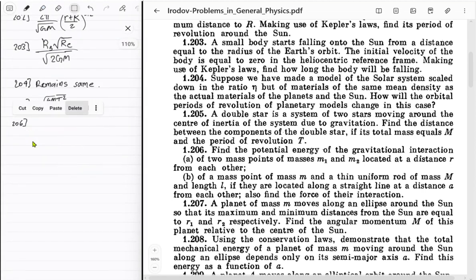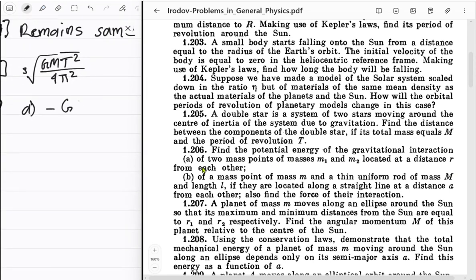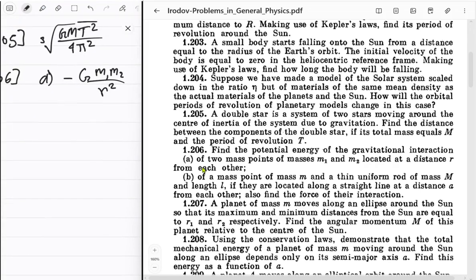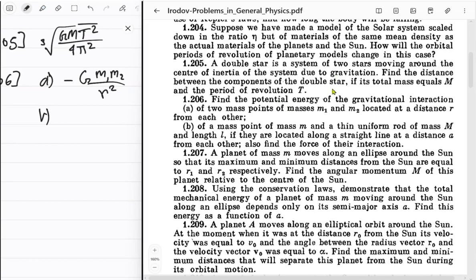Find the potential energy of gravitational interaction of two mass points of masses located at a distance r from each other. Of course, that is the usual potential energy, negative G m1 m2 on r. Okay, and what's b? Of a mass point of mass m and a thin uniform rod of mass capital M and length L, if they are located along a straight line at a distance a from each other.